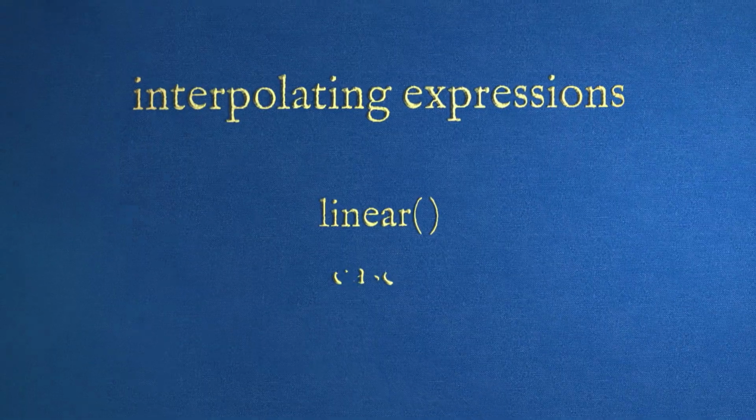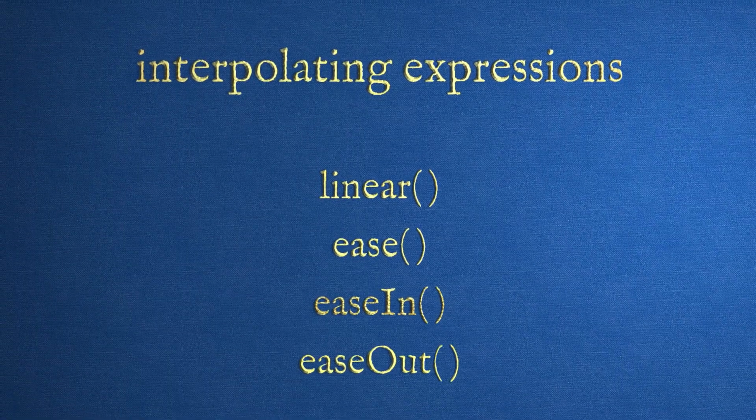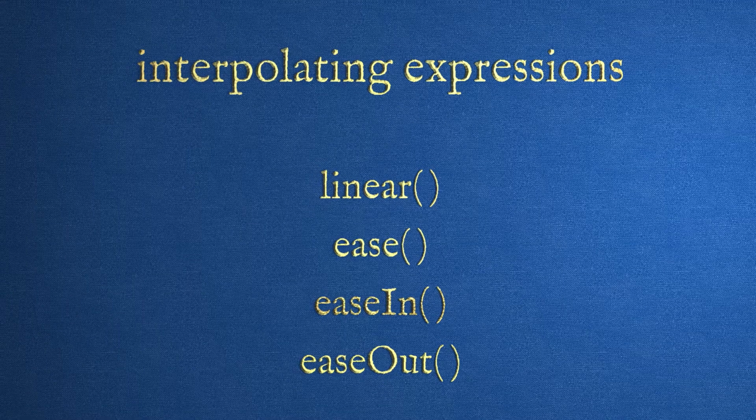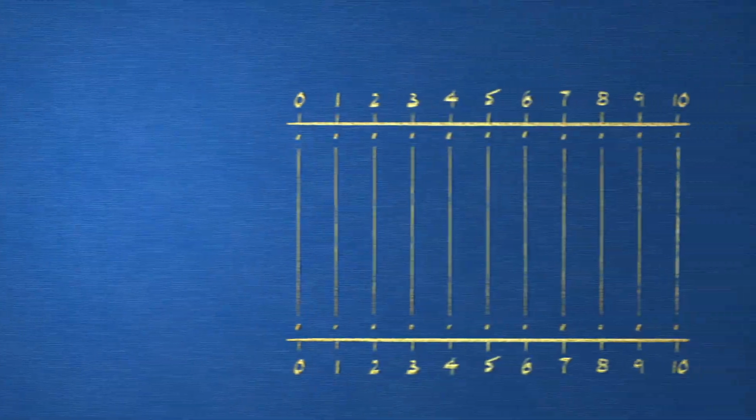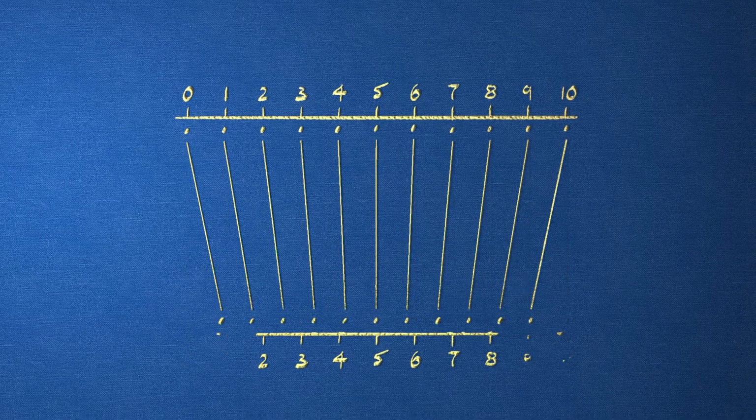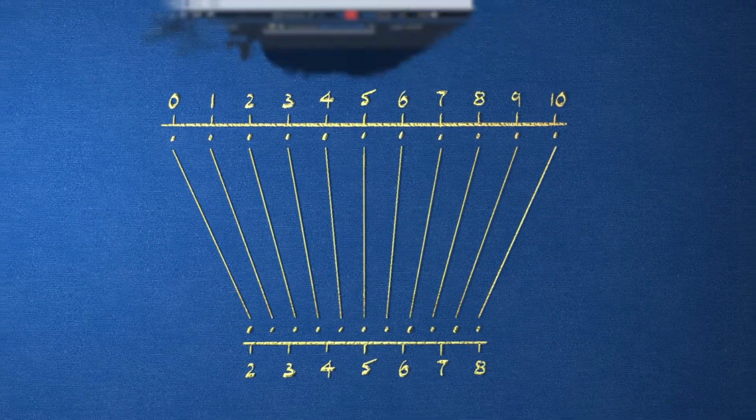The interpolating expressions are really useful tools that can help you automate and save a ton of time and effort in After Effects. And they're just all around really versatile expressions to know about. The basic concept of what they do is they let you convert a range of values to a different range of values. Let me give you an example.